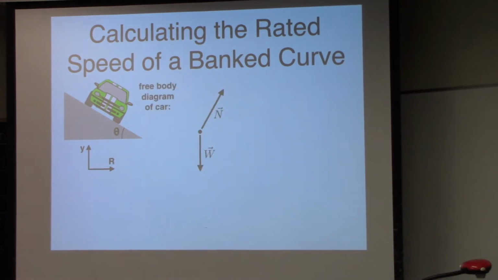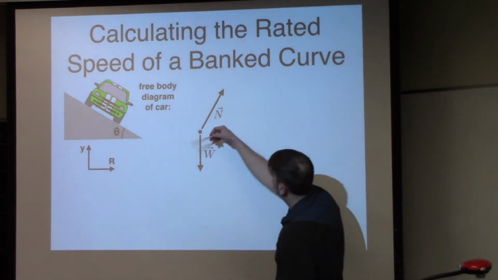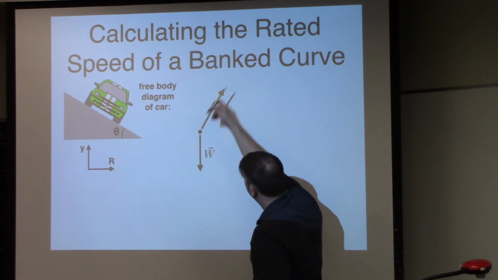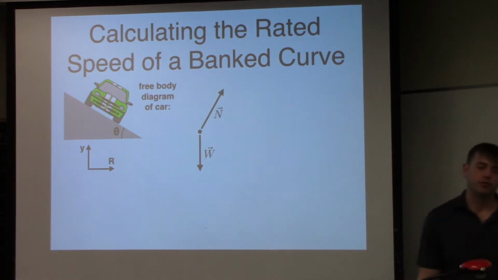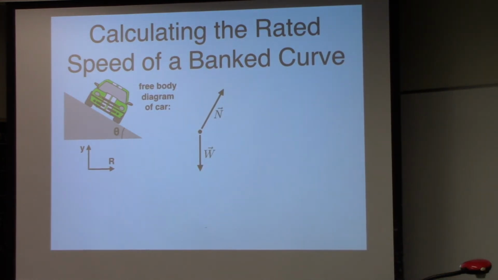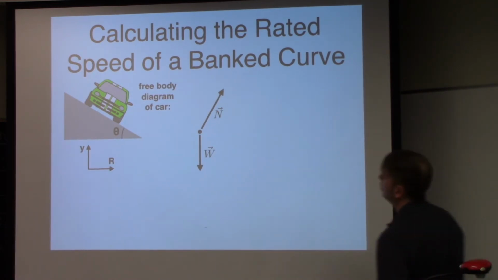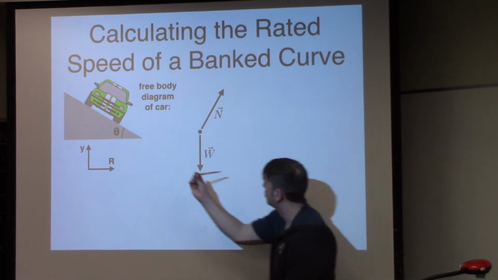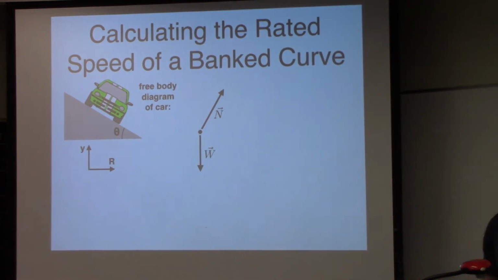Okay. Let's do a free body diagram of the car. Just like before, we have the weight going down, and then we have the normal force pointing perpendicular to the surface of the road. Okay? And of course, what we have are two directions of motion. The y direction is going straight up, and the radial direction is going in. Just said that. So what do we do next?